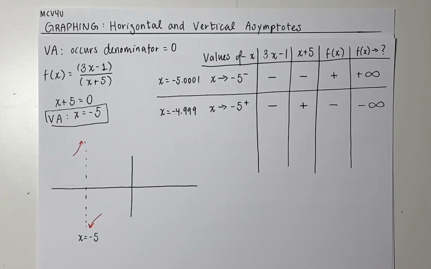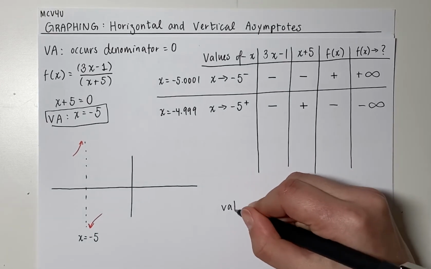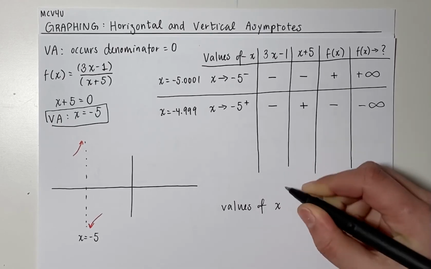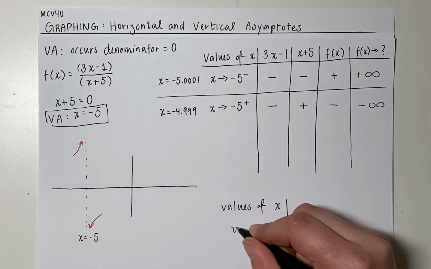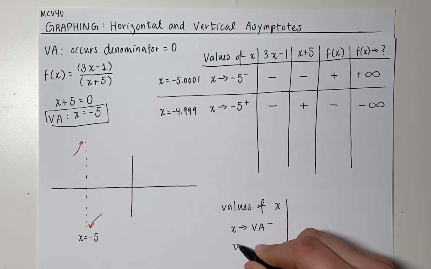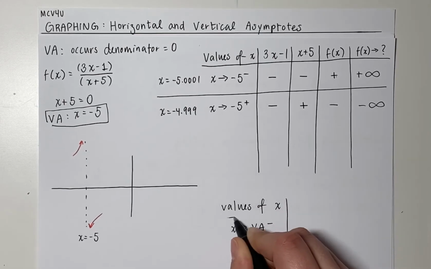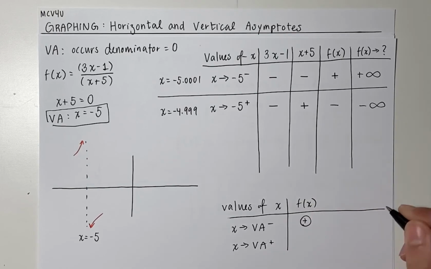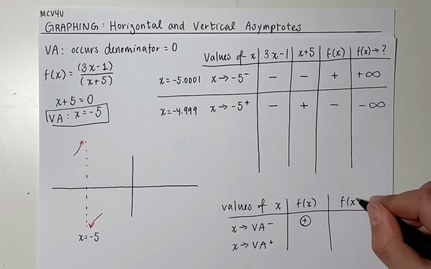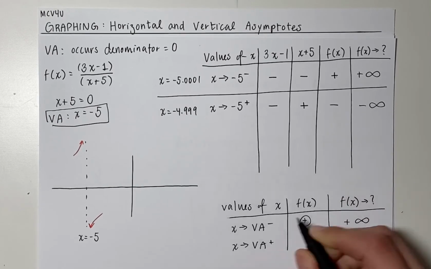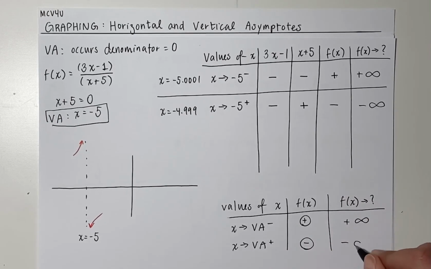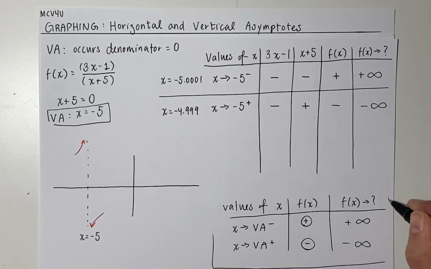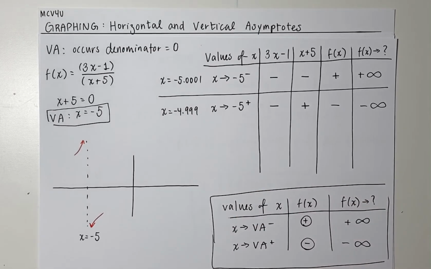As a general rule to remember, we can summarize what we did. If x approaches the vertical asymptote from the negative side and from the positive side, so if it approaches it from the negative side and the result is positive, the behavior of the function will go to positive infinity, and if it's negative, it'll go to negative infinity. So that's just a little table you can use to remember how to find the behavior as the function approaches the vertical asymptote.